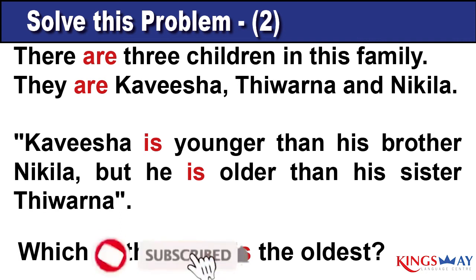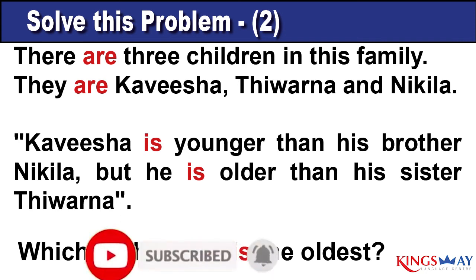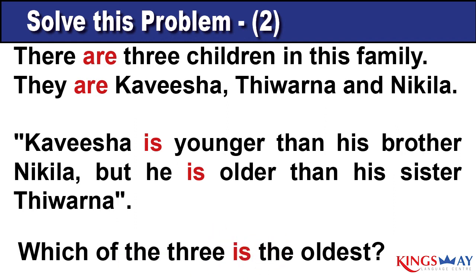Now, our question today is, which of the three is the oldest? Oldest is the superlative form. Youngest and oldest. Which of the three is the oldest and which of the three is the youngest? You can ask two questions. So, what's your answer? Think carefully about this. I hope you can understand the sentence.